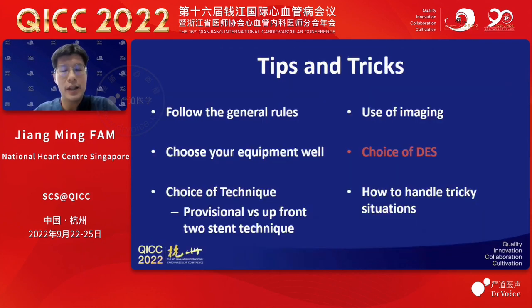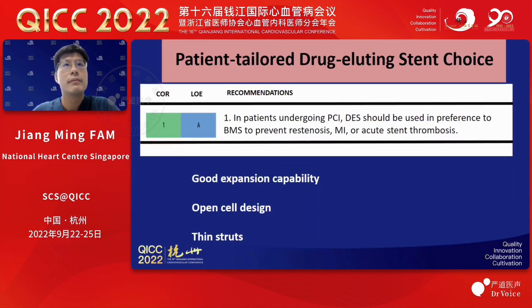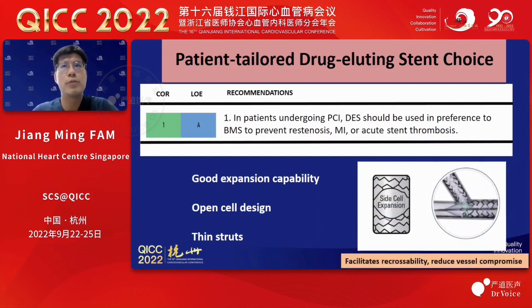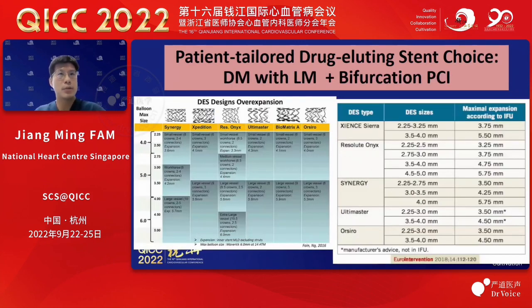Now, the choice of DES is also important. The expansion capability actually determines the ability to oppose the device in a larger proximal main vessel and influences the choice of the stent as well. It's important to have open cell struts in order to allow full opening of the struts towards both branches. Thus, a stent with open cell design also facilitates guide wire access, reduces the risk of vessel compromise, and improves recrossability. Shown here are some examples of stents with good expansion profile suitable for left main or bifurcation stenting. A useful tip is to know the stent size and the dimensions it can be expanded to, so it can be good to have a chart or table as an example for reference.